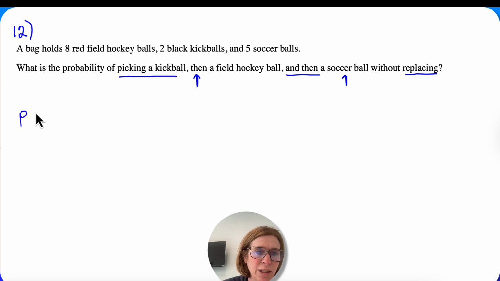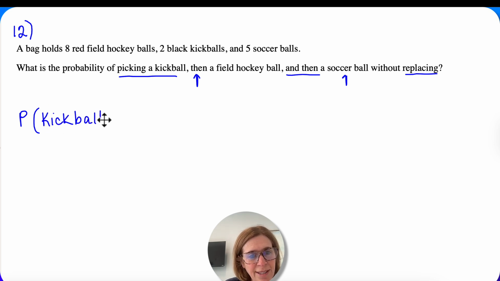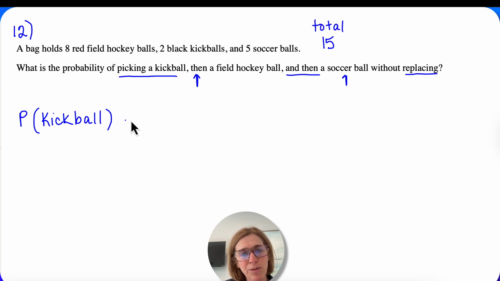What's the probability that I pick a kickball from all the balls we have? So I'm just going to pick a kickball. That's one of the things I'm going to need. Well, we know that we have 8, 10, we have 15 total balls to start with, okay? So that's our total number. Now, when we do probability, we do the number of true outcomes on top, and then the total number of outcomes on the bottom. So the probability that I pick a kickball here would be 2 of 15.